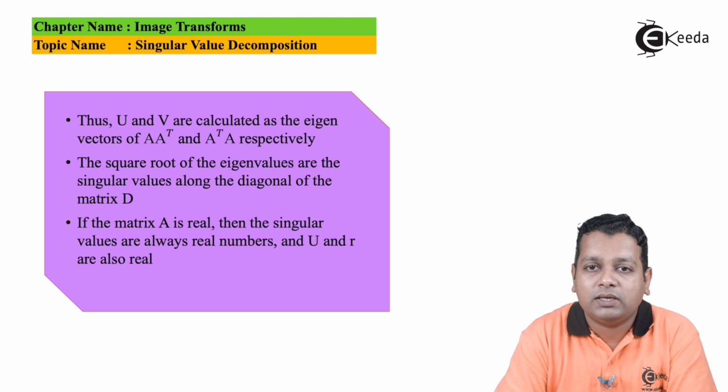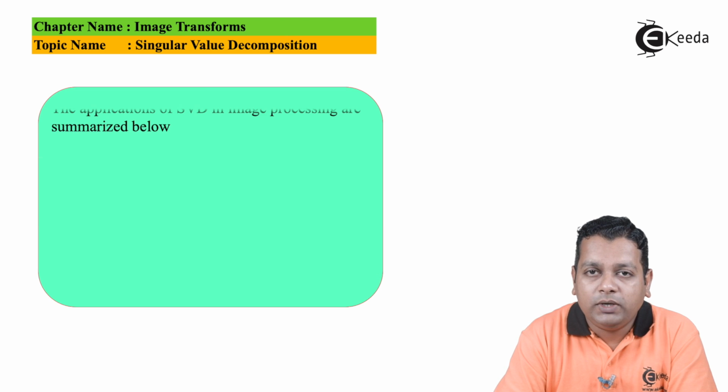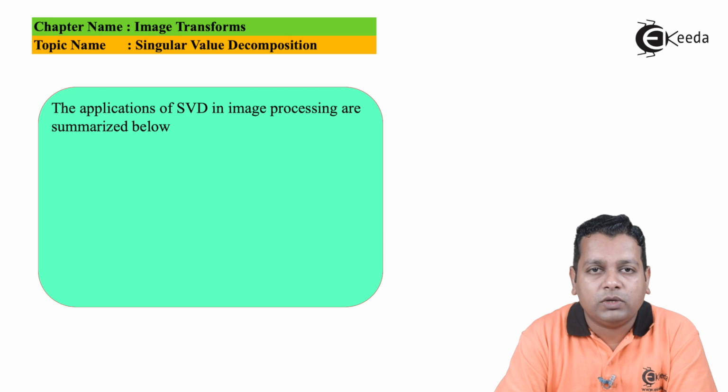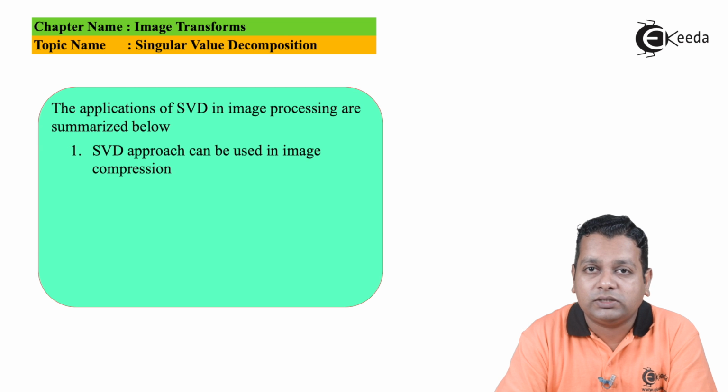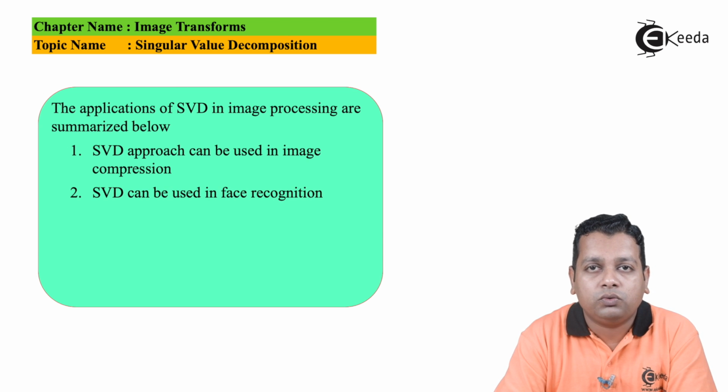So if the matrix A is real, then the singular values are always real numbers, and U and V are also real. Regarding the applications of SVD in image processing, a summary can be made here. The very first application is image compression. We can decompose a given image sample, saving the memory space required to store the entire image.